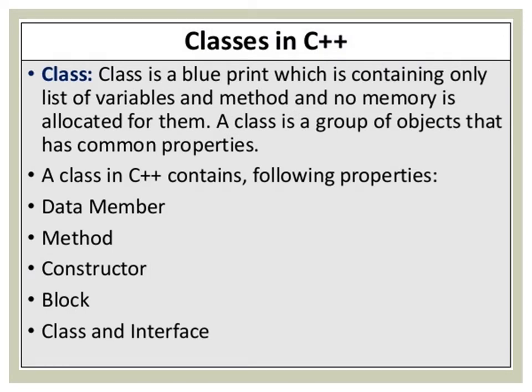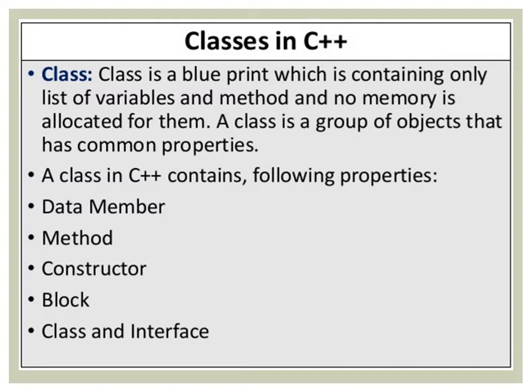We can say that a class is a blueprint which contains only a list of variables and methods, and no memory is allocated for them. A class is a group of objects that has common properties. Okay, so an object is an instance of the class, and that class consists of the data members and the member functions. So we can say it's a group of objects, as we can create any number of objects of the same class.